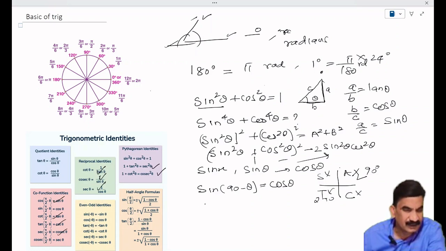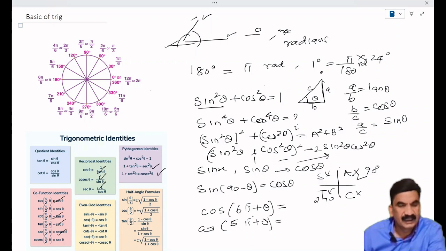There's something very peculiar. What happens if somebody says, what is cos of 6 pi plus theta, and what is cos of 5 pi plus theta? Why am I doing it? You'll just see. When I say cos 5 pi, just think of it as cos of pi plus theta. Cos of pi plus theta would be 180 plus theta here, so it has to be negative. No, you have to multiply 180 by 6. It will be what? 540 something.